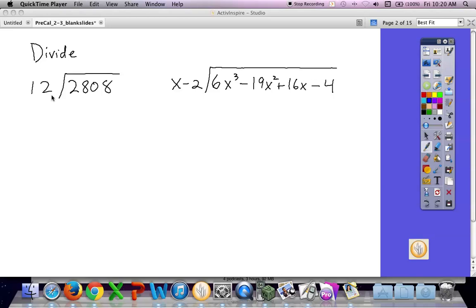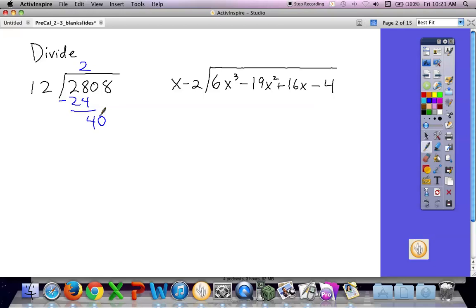go into 2, so I check, does 12 go into 28? And you say how many times? 2. So you'd say put a 2 up here, and then you multiply. What's 2 times 12? 24. Then what do you do? Okay, what do you do with this step? Subtract, right? And then you bring down the 0, and then you go through the same thought process.